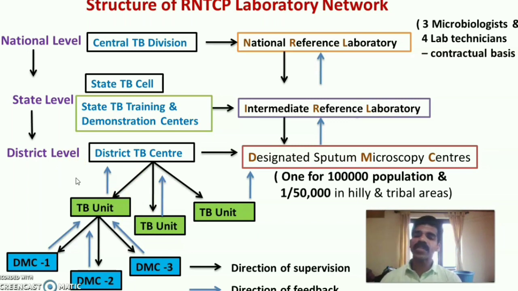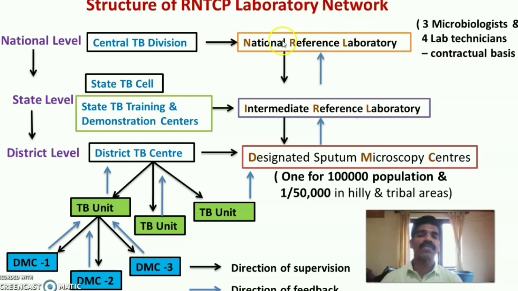At a district level, depending upon the population, we have a minimum of 3 TB units. Then under each TB unit, we have 3 DMC, that is, designated sputum microscopy centers. That means there is 1 designated sputum microscopy center for 1 lakh population, and if it is a hilly, tribal or backward area, we have 1 DMC for 50,000 population. These are the structure of the RNTCP laboratory network in India.